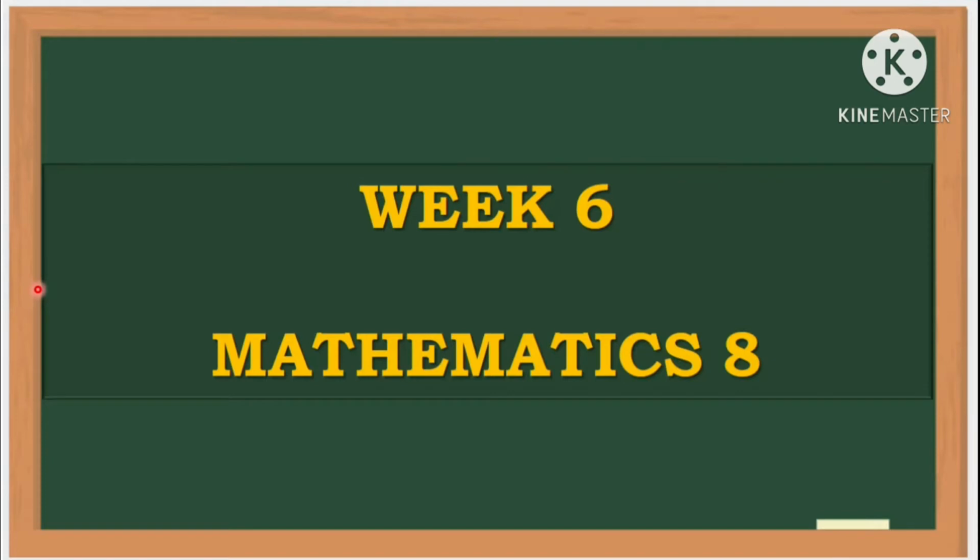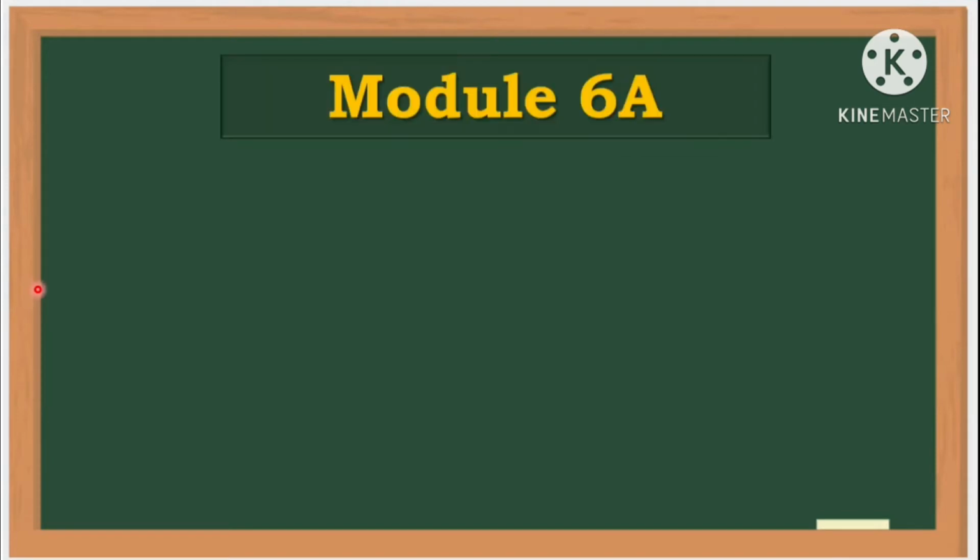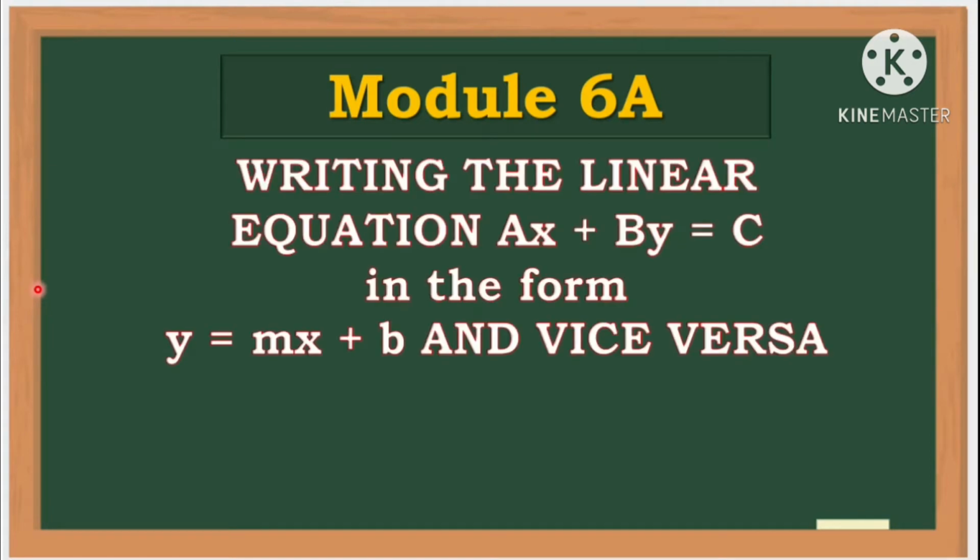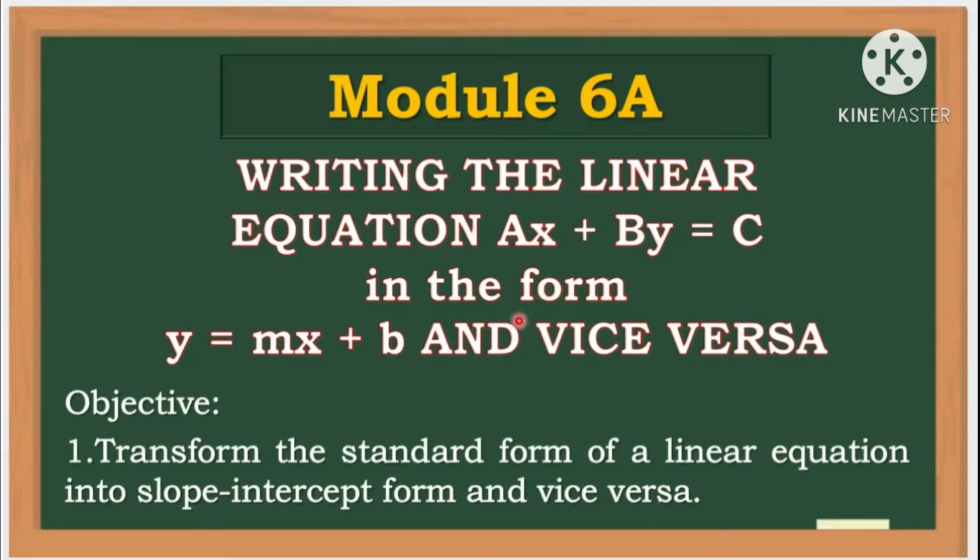So we're now on week 6 for Mathematics 8, or for grade 8. Let's proceed to module 6a. Writing the linear equation ax plus by is equal to c in the form y is equal to mx plus b and vice versa. The objective: transform the standard form of a linear equation into a slope-intercept form and vice versa.